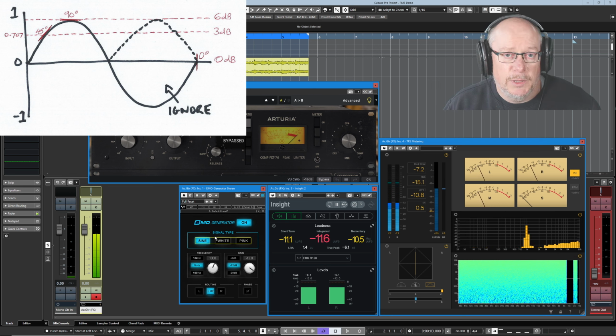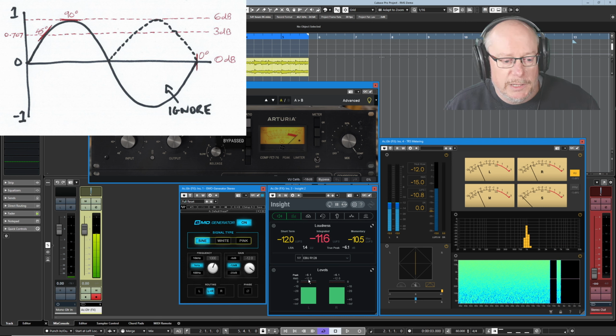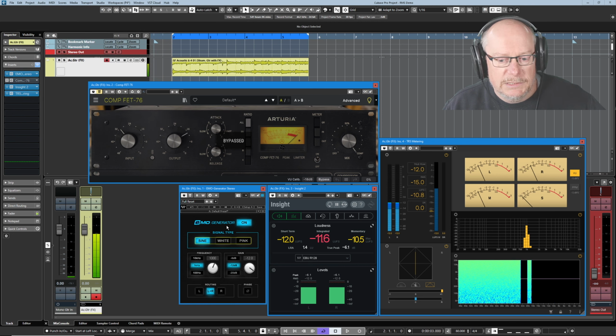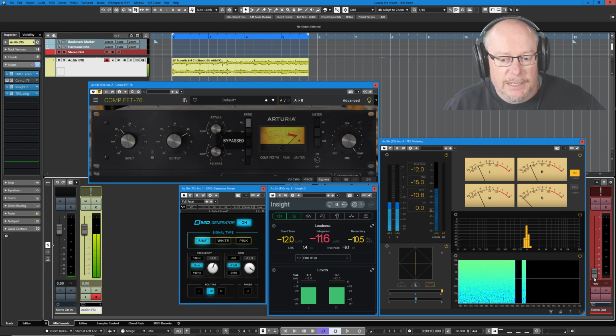And I'll head back to sine waves because they're the purer form of measurement calibration. So we're back down to minus 12 on Insight, minus 15 on the TR5. So now with my sine wave generator still on, this sine wave is in the background. I've just turned it down. Now I'm going to engage my compressor, which is in the middle of the insert chain here.